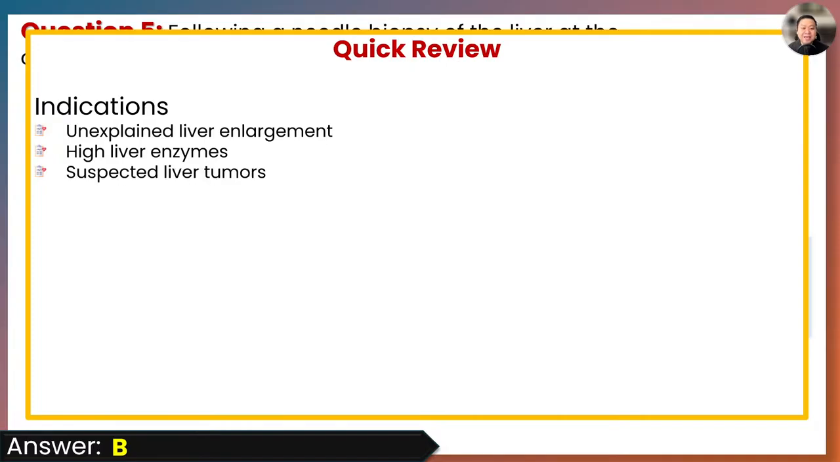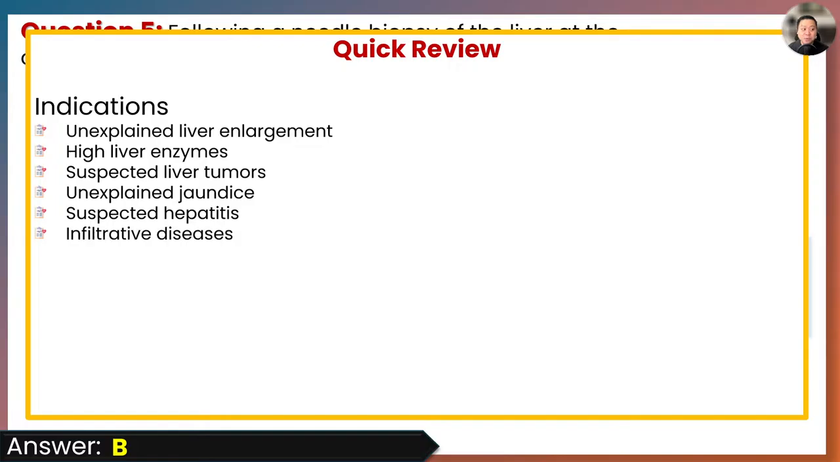It could be maybe unexplained jaundice, or suspected hepatitis, and maybe sarcoidosis or amyloidosis, and some disorders such as hemochromatosis or Wilson's disease. And this is also done for those cases where biopsy is very necessary to determine the severity of the disease.